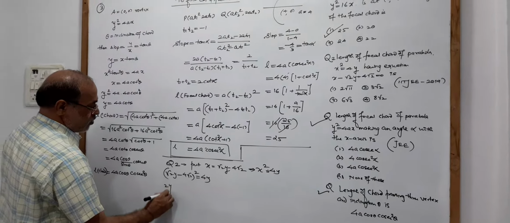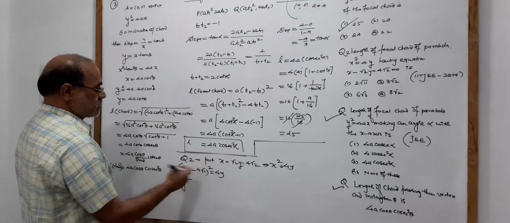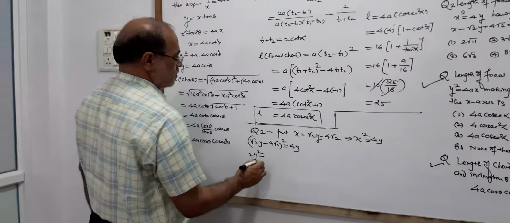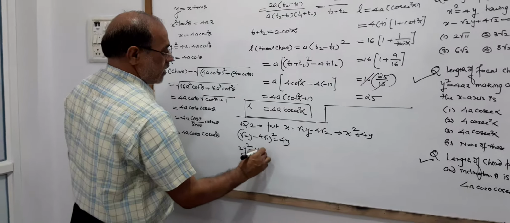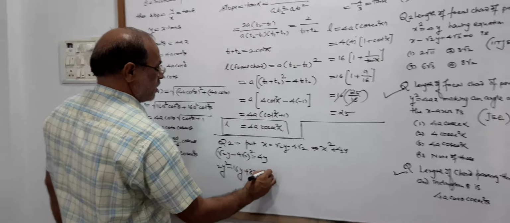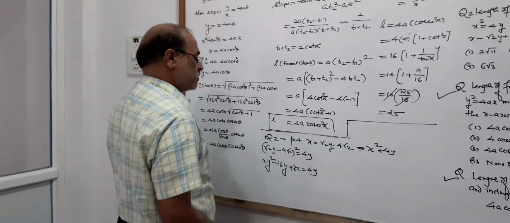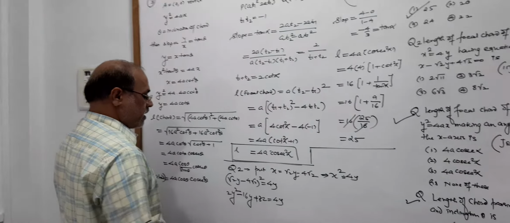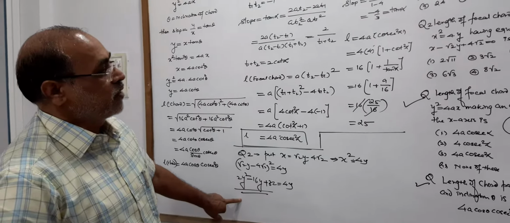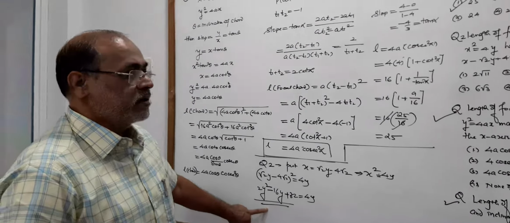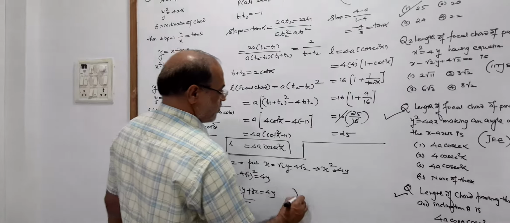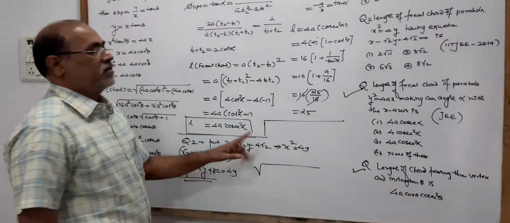Expanding, it is 2y square, the double product is 4 into 2, 8 into 2, 16y, plus 16 into 2, 32, equal to 4y. Therefore, transfer it here and try to simplify, find the two values of y. Then accordingly we will get the two values of x, and from there by the distance formula you can apply and find the value of this.